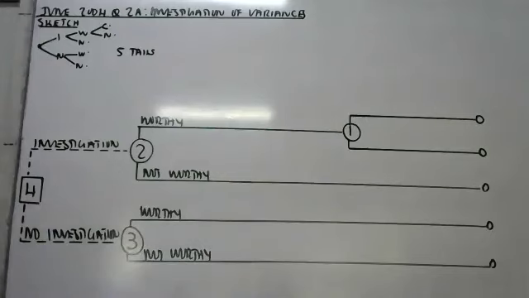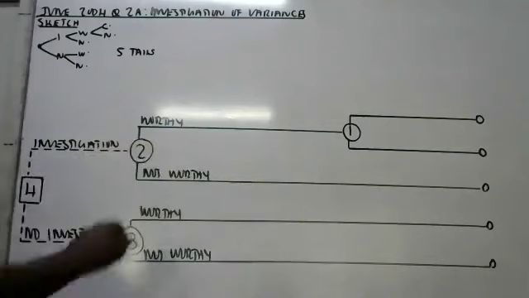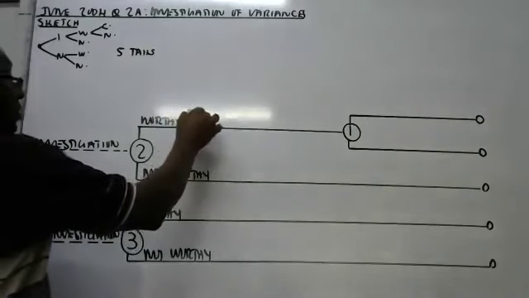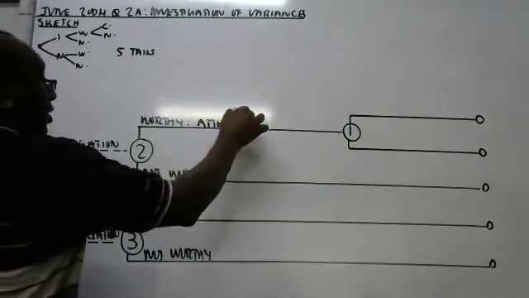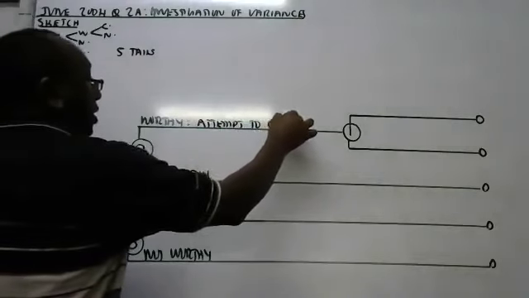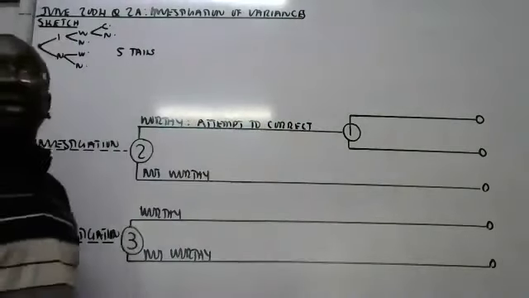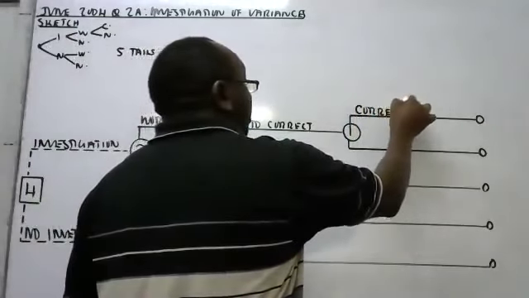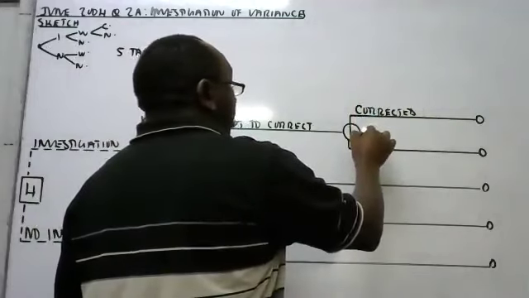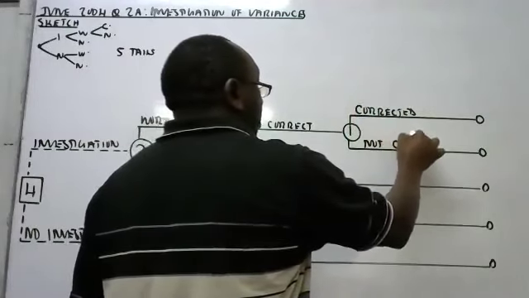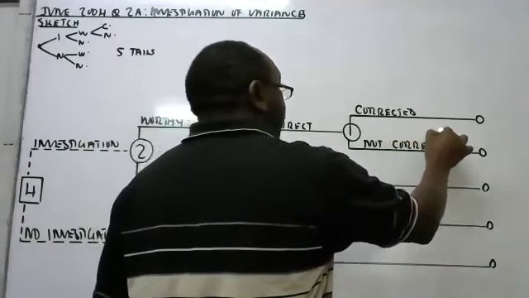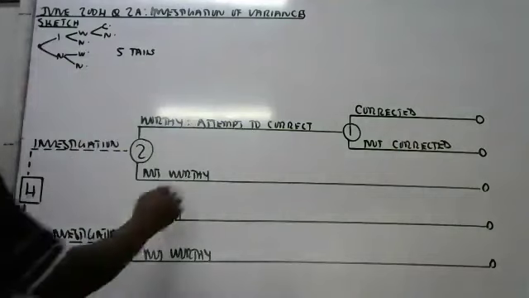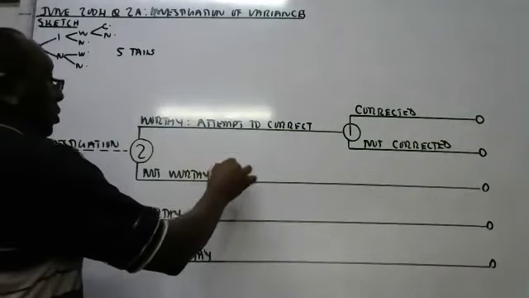So, these ones which are worthy, you attempt to correct. When you attempt to correct, the result will be that some will be corrected and others will not be corrected. That's what will happen. These ones that are not worthy, no attempt to correct.